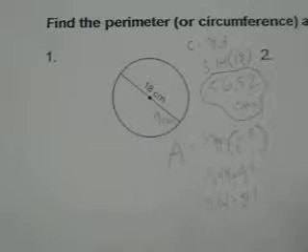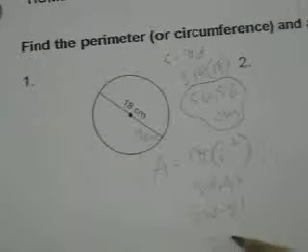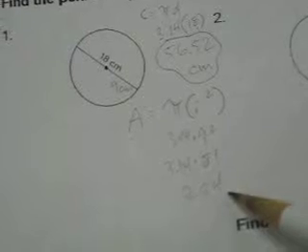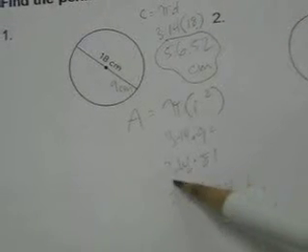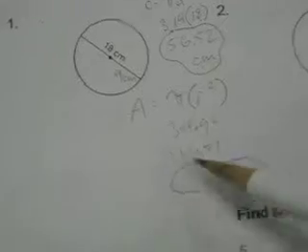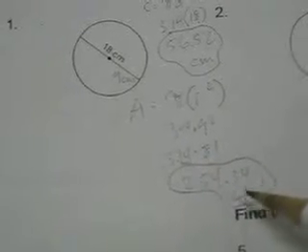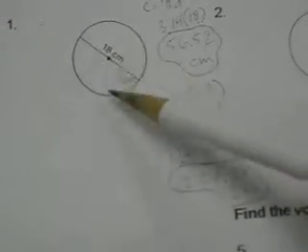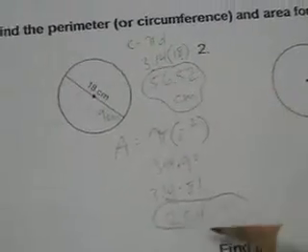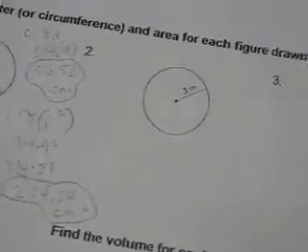3.14 times 81 is 254.34. Our units are centimeters, so we're going to have square centimeters. That means 254.34 squares that are 1 centimeter wide and 1 centimeter tall would fit on the inside of that circle. So number 1, circumference and area. We'll skip over to number 3.